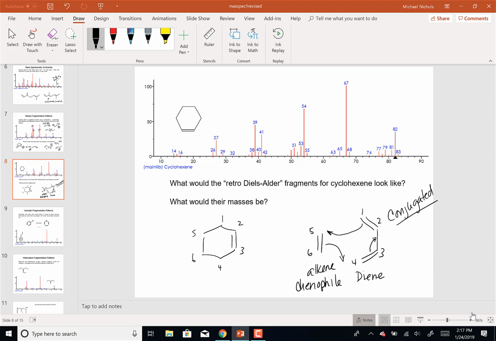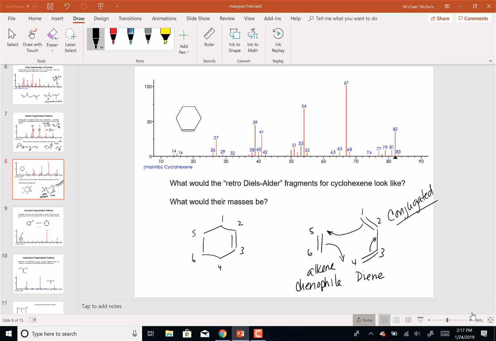Now, did they create this reaction? No. Plants have been doing this reaction for as long as they've existed. So they do the Diels-Alder reaction all the time. So what's a retro Diels-Alder reaction?